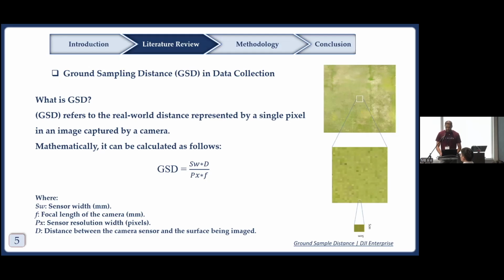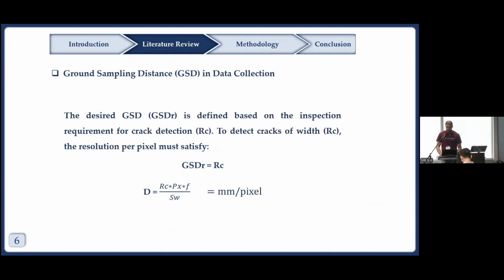The ground sampling distance and data collection is essential because, as you see, it's a function of the specification of the camera, as well as the distance between the camera and the surfaces we target to inspect. So from the equation of ground sampling distance, we derive the required distance between the UAV and the targeted facades of the building based on a specific goal that we set before the operation of the inspection.